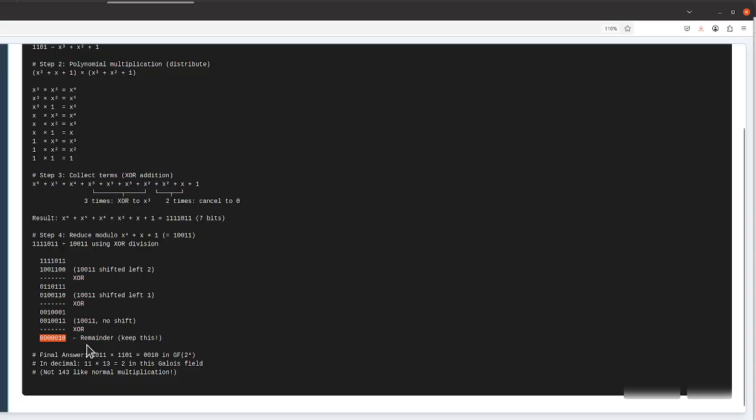The remainder is 0 0 1 0, which is 2 in decimal. So 1011 times 1101 in this 4-bit Galois field equals 0010. That's our final answer. In 128-bit GHASH, the process is identical but with 128-bit numbers and the 128-bit irreducible polynomial. The PCLMULQDQ instruction does the multiplication part, and a few XOR and shift operations do the reduction.